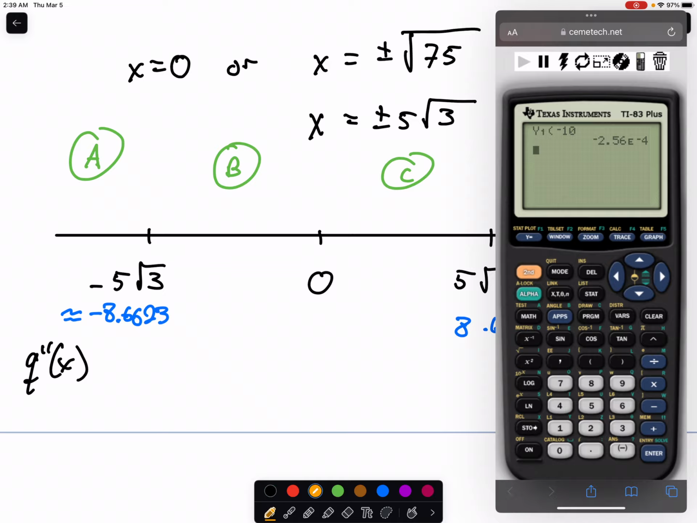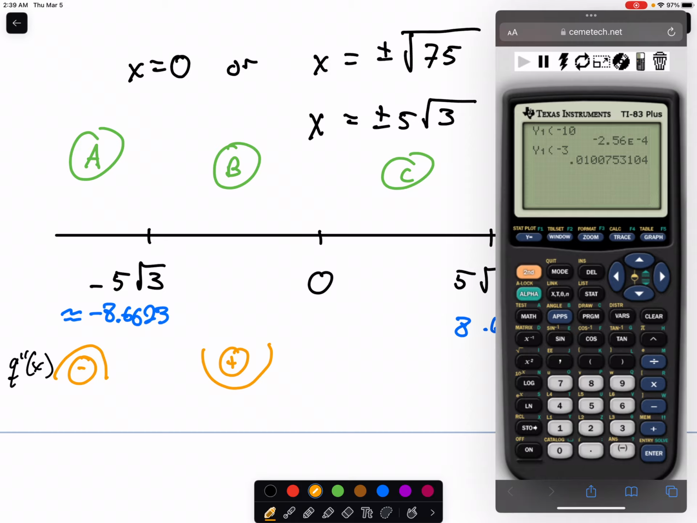Here, when we plugged in negative 10, we got a negative result, which implies the original function is concave down. If that's close to negative 9, we can choose something like negative 3. So let's plug in negative 3 into the second derivative. We got a positive result here, which implies the original function is concave up. So we do have a point of inflection at x equals negative 5√3.